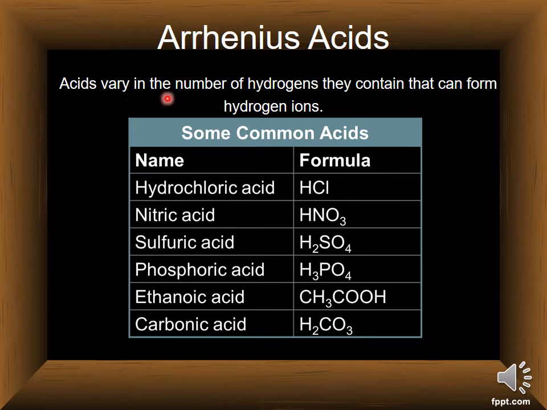Acids vary in the number of hydrogens they contain that can form hydrogen ions. You can see hydrochloric acid, only one hydrogen. Nitric acid, one hydrogen. Sulfuric acid contains two hydrogen. Phosphoric acid, three hydrogen. Ethanoic acid, four hydrogen, but only one hydrogen can be donated. How? We will discuss later. And carbonic acid has two hydrogen. So let's start one by one.